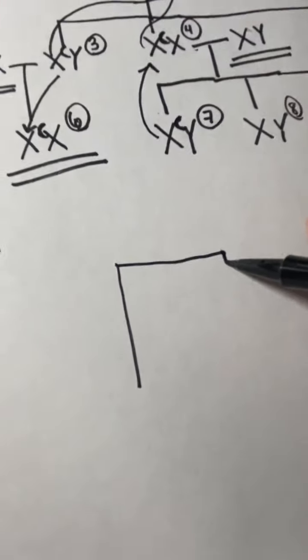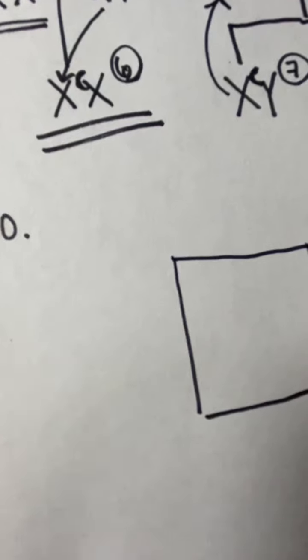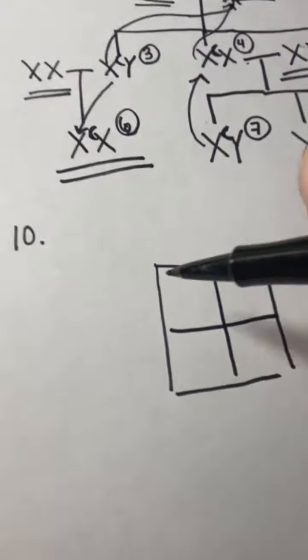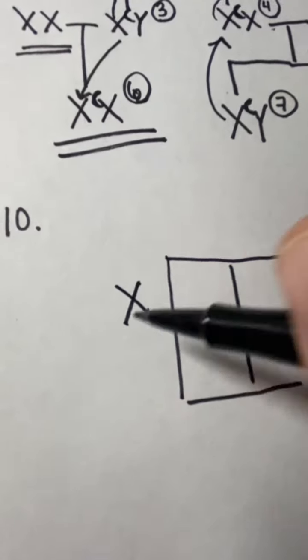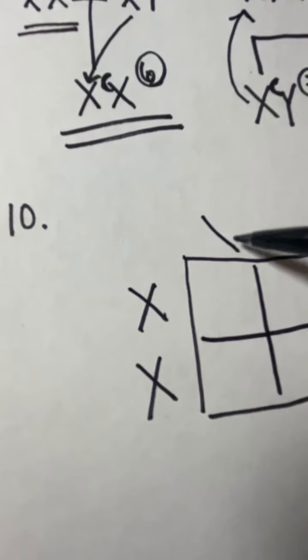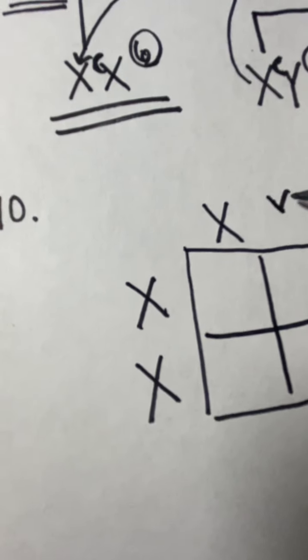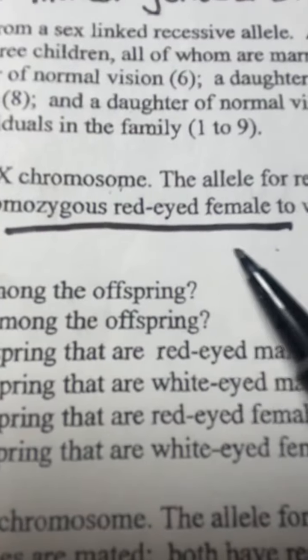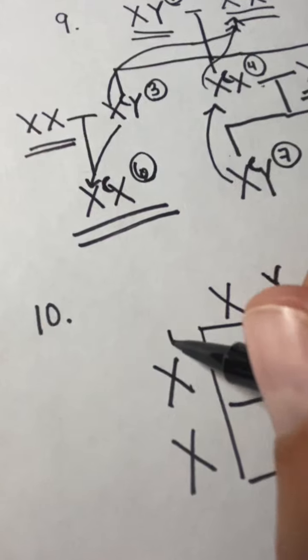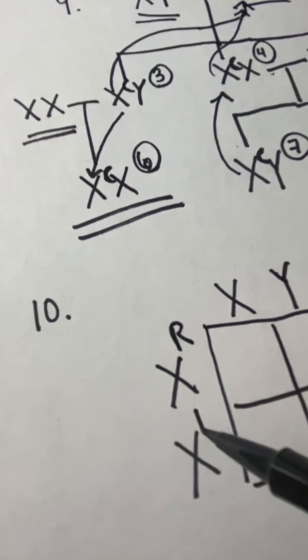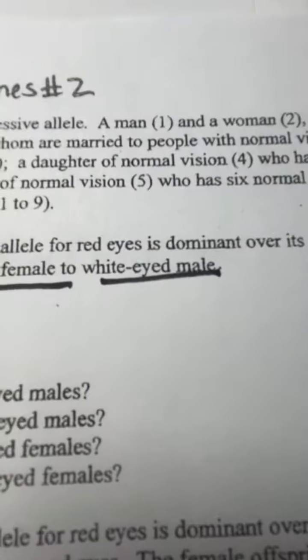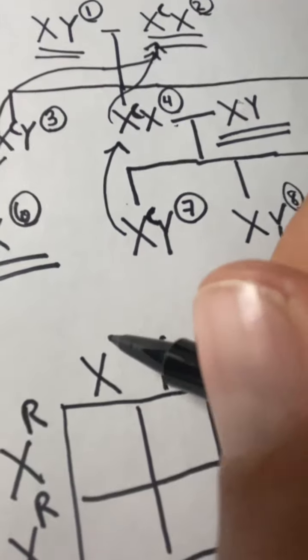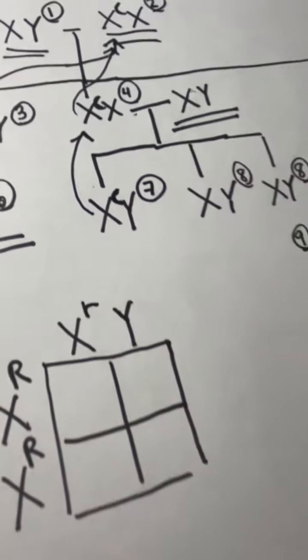Here, I'm going to draw the Punnett square. And so females go on the side, and males go on top. And so it says homozygous red-eyed female. Remember, homozygous means the same. So she's going to be X capital R, X capital R. To a white-eyed male. Only one option there, X lowercase r, Y.